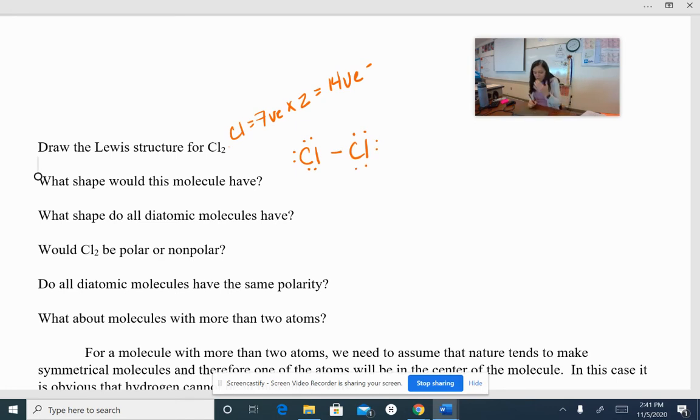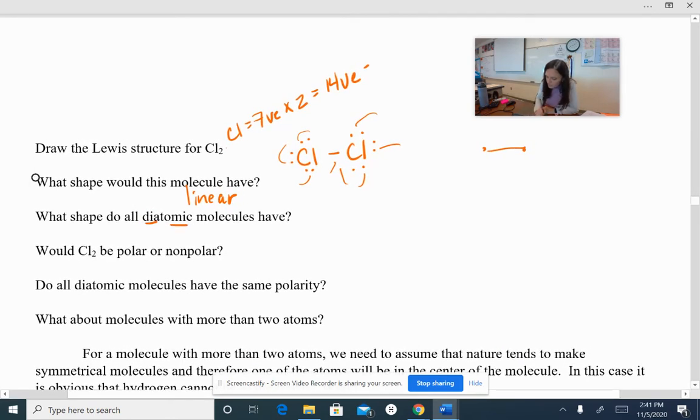Now, do we all have octets? 2, 4, 6, and 8. 2, 4, 6, and 8. Yeah, we have octets. So that would be our valence electrons. What shape can we make between 2 points? A line. So what shape would this molecule have? Linear, because that's all we can do between 2 points. So what shape do all diatomic molecules, di meaning 2 atoms, have? They are all going to be linear.